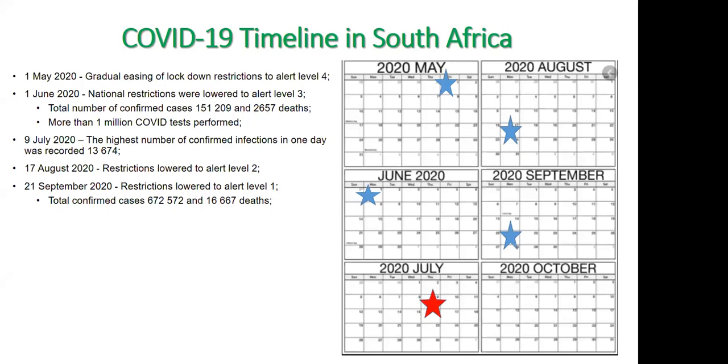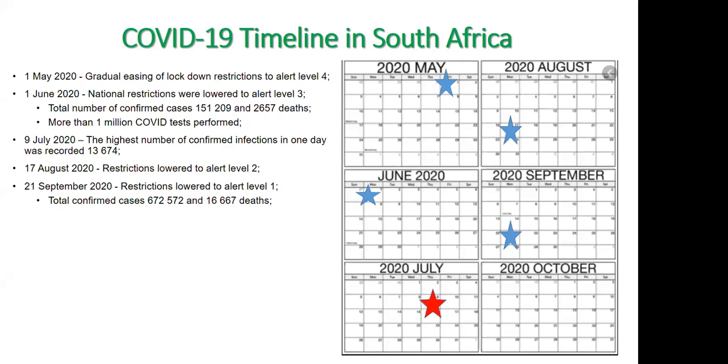Slowly through that, on the 1st of May, there was gradual easing of the lockdown restrictions, which moved to level 4. By the 1st of June, the restrictions were then lowered to an alert level 3. But by that stage, South Africa had around 151,209 confirmed cases, and unfortunately, just over 2,600 deaths. Interestingly enough, more than 1 million COVID tests had been performed up until that time.